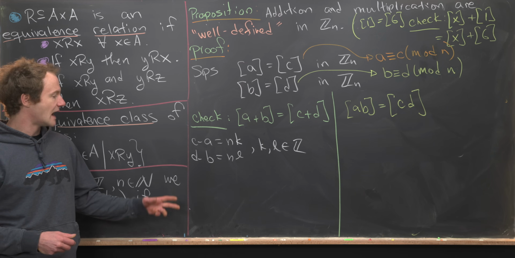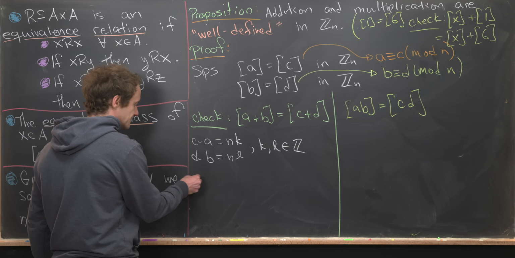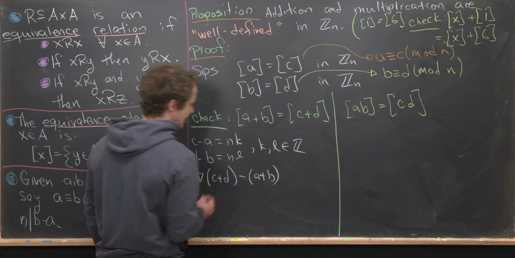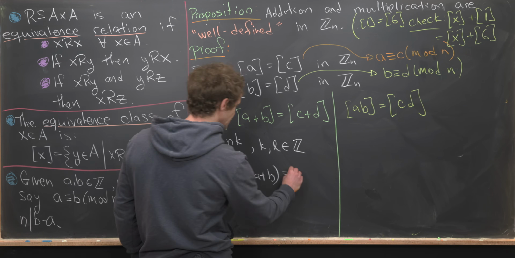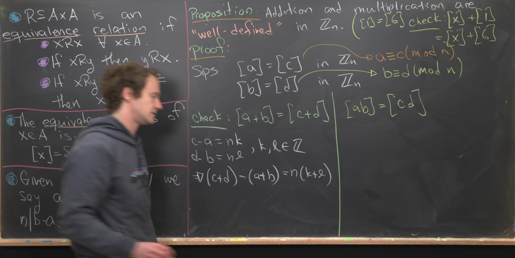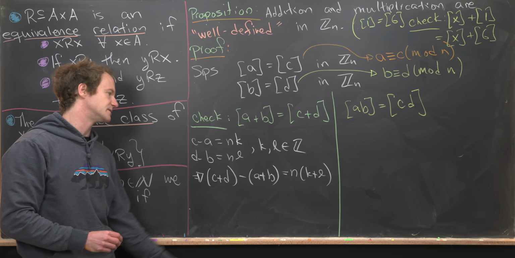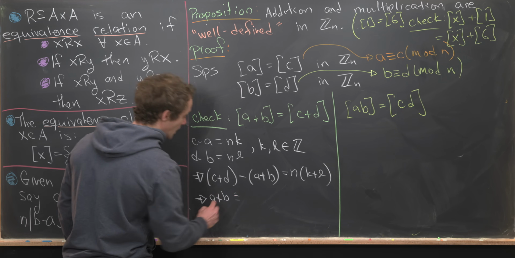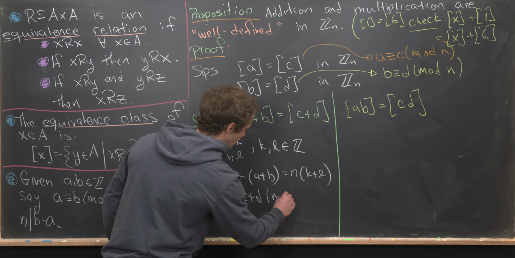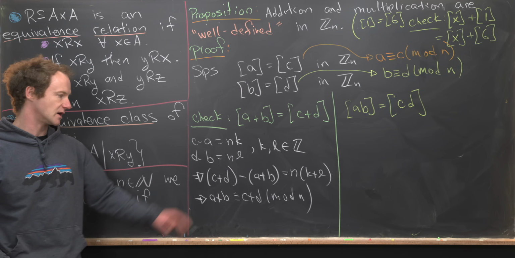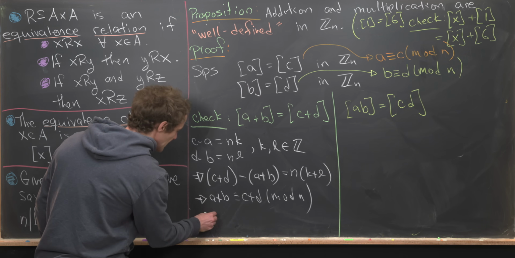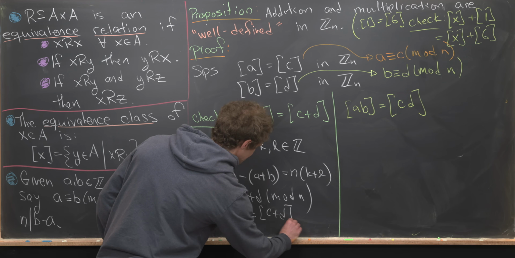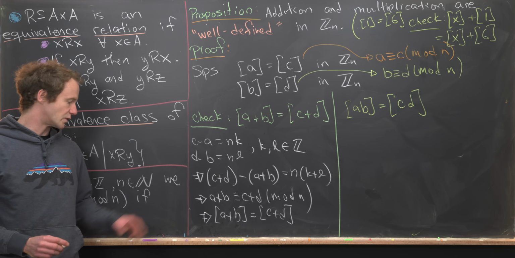Now we can just add these two equations, and adding them, we see that C plus D minus the quantity A plus B is equal to N times K plus L. But C plus D minus A plus B being a multiple of N is the same thing as saying that A plus B is congruent to C plus D modulo N. And A plus B being congruent to C plus D mod N means that the equivalence class of A plus B is the same thing as the equivalence class of C plus D. So we're good to go there.